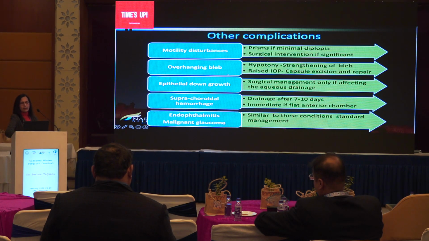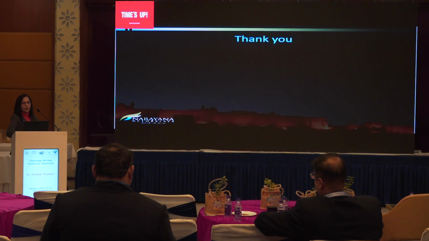If there are overhanging blebs, then you need to strengthen the bleb. If there is raised IOP, like you saw in the previous case, you need to do the capsule excision and repair. Sometimes there can be epithelial downgrowth, which has to be managed only if it is affecting the aqueous drainage. Suprachoroidal hemorrhage should be drained after 7 to 10 days, once the blood is liquefied, otherwise you would not be able to remove the clot, and image it if the anterior chamber flattening is there. Endophthalmitis and malignant glaucoma need to be managed as any other endophthalmitis or malignant glaucoma.